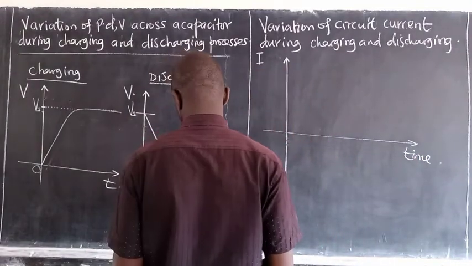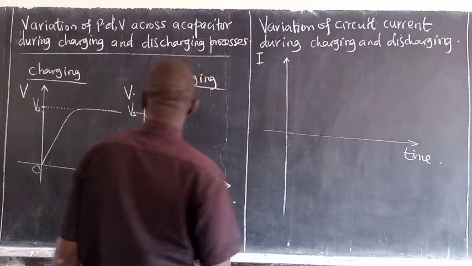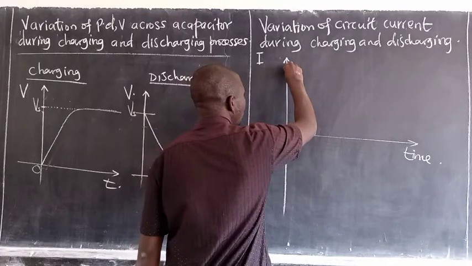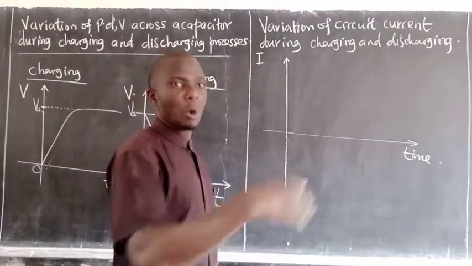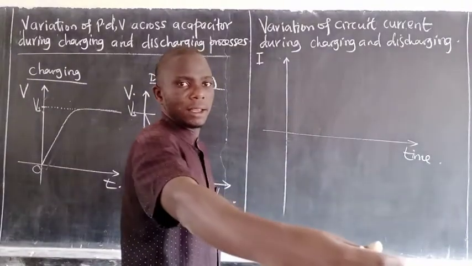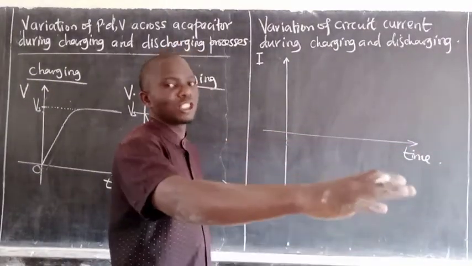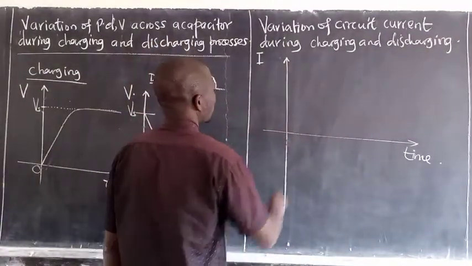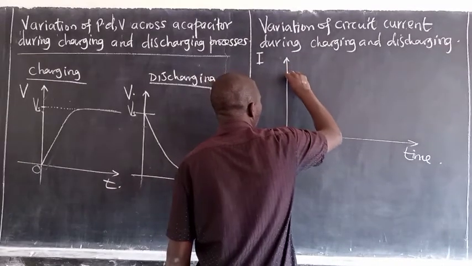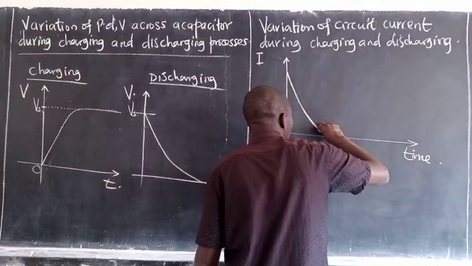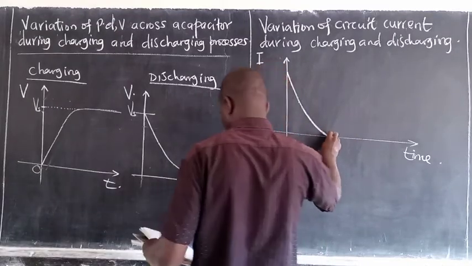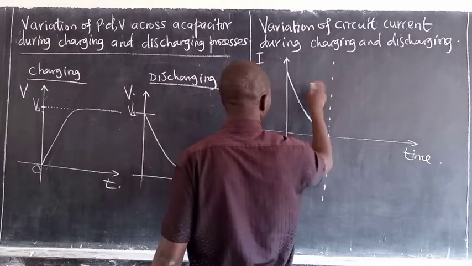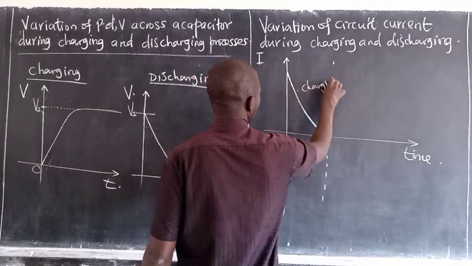So what happens when you are charging? We say the current will reduce from maximum, because at the beginning of the charging, more electrons are flowing at high speed. The rate of flow of electrons is higher, but as the PD keeps on increasing, the rate keeps on reducing. So the current will flow from maximum until it is 0.